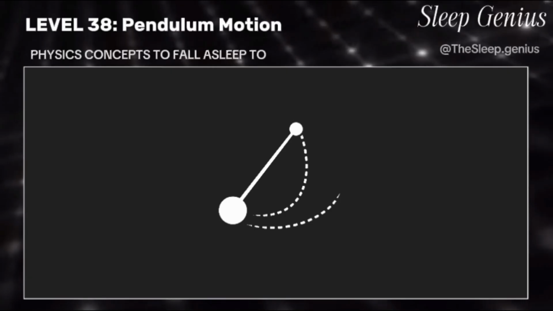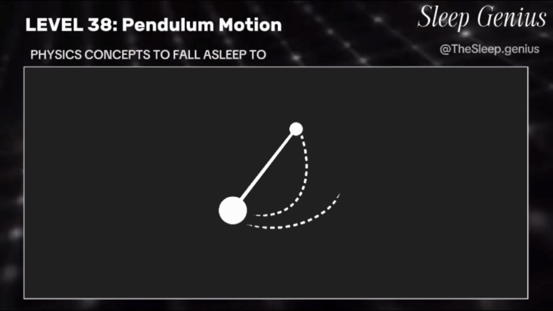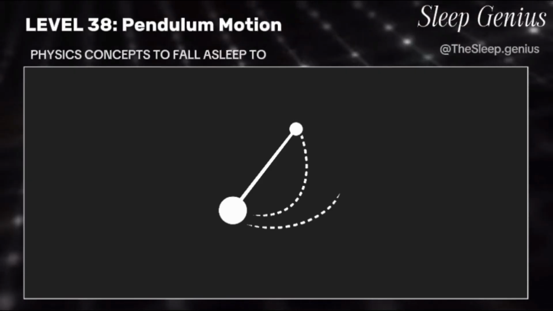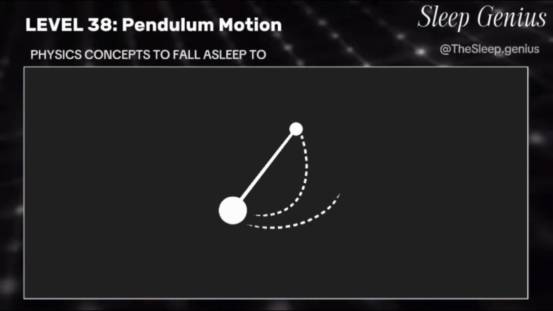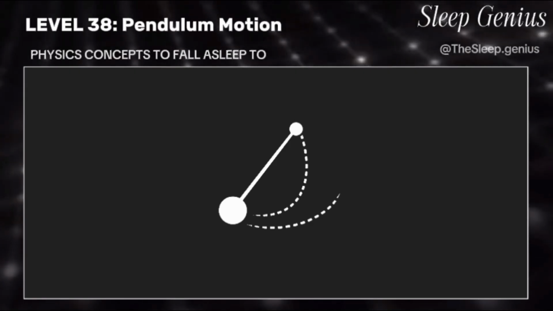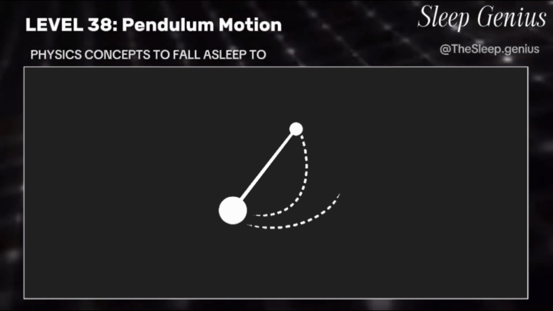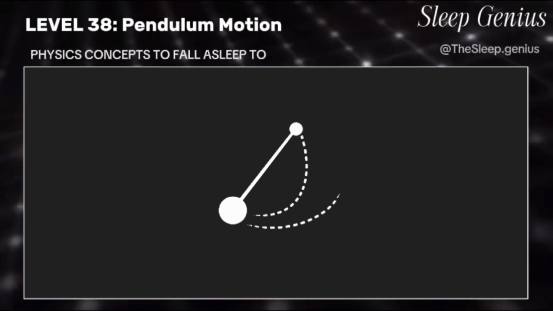A pendulum is a weight suspended from a fixed point, so it can swing freely back and forth. Its motion is driven by gravity pulling the weight downward and the tension in the string or rod guiding its path. The fundamental idea is the transformation between potential energy at the highest points and kinetic energy at the lowest point. The essence of a pendulum is its predictable, periodic motion.